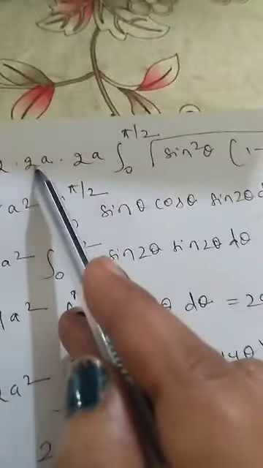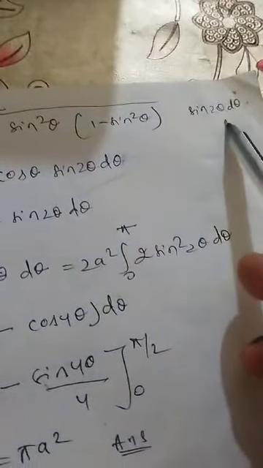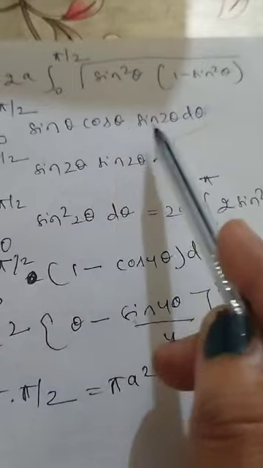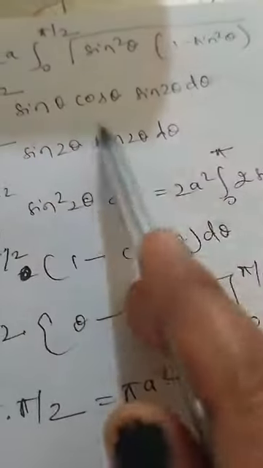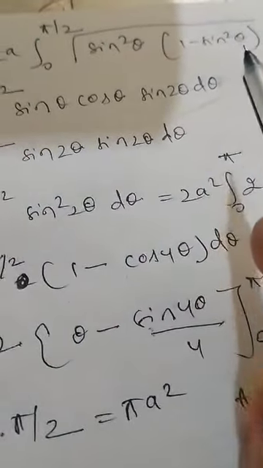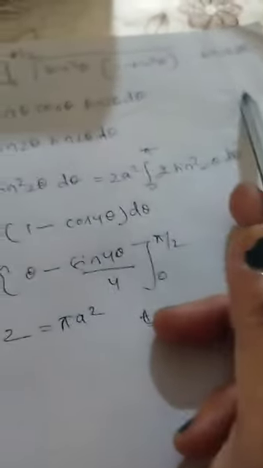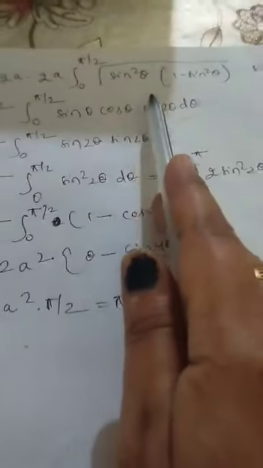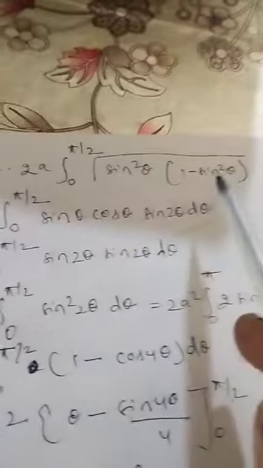Taking 2a common, we put the value: 2a, integration 0 to pi by 2, sine square theta into 1 minus sine square theta, under root, times sine 2 theta. Total 8a square, integration 0 to pi by 2, sine theta cos theta sine 2 theta d theta. Sine square theta gives root sine theta, and 1 minus sine square theta is cos square theta, which gives cos theta.